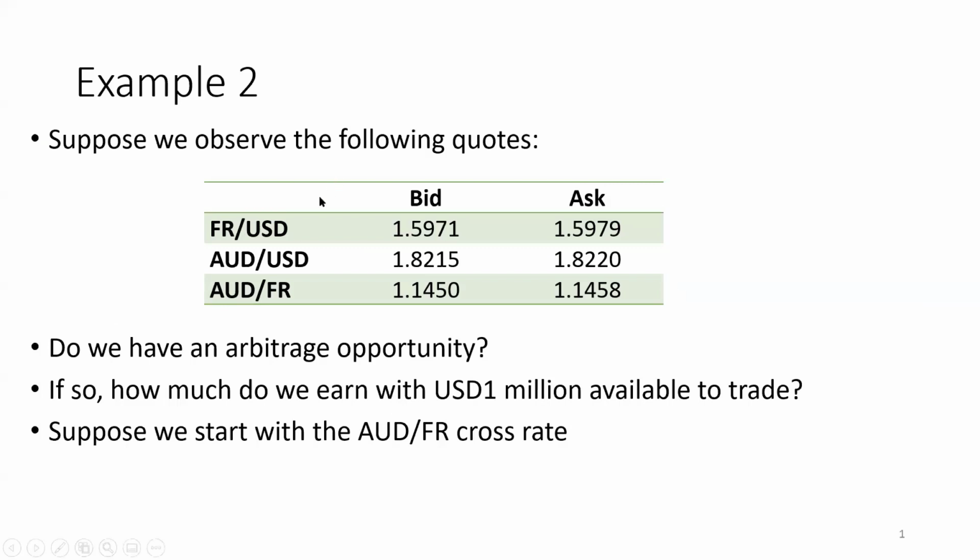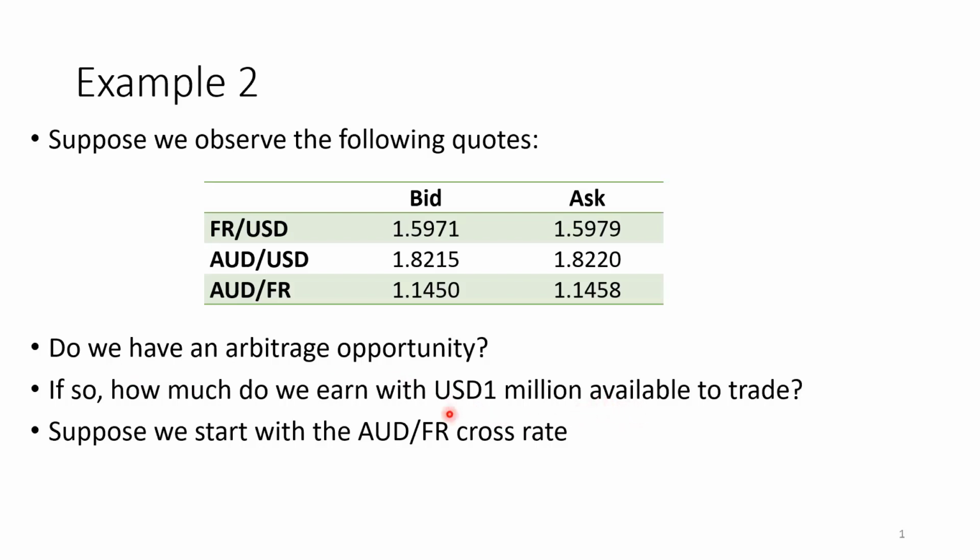In this problem, we have a triangular currency arbitrage. Whenever we see three different currencies in a problem, then this is a triangular arbitrage problem, okay? So in this problem, we have three currencies. We've got the franc, we've got the USD, and we've got the Australian dollars, okay? For each of these exchange rates, we're given the bid and ask price. So the question here is, do we have an arbitrage opportunity? And if so, how much do we earn with 1 million USD available to trade?